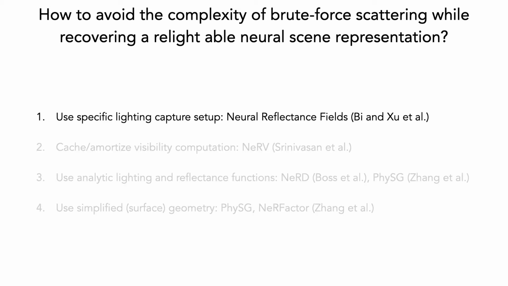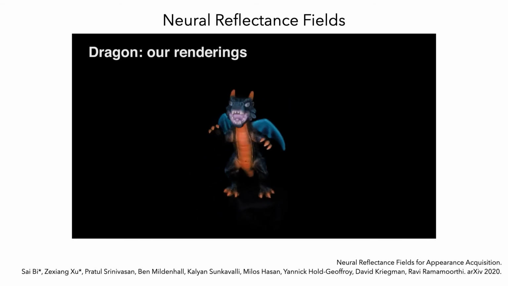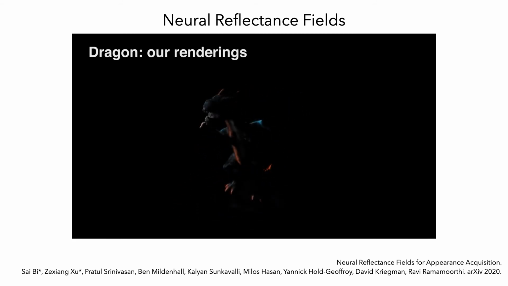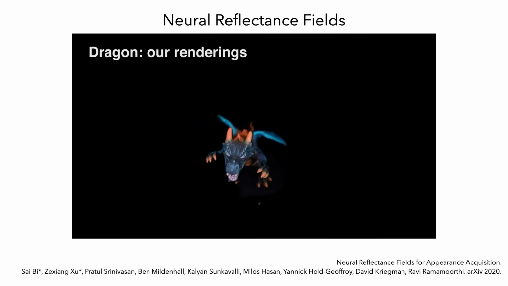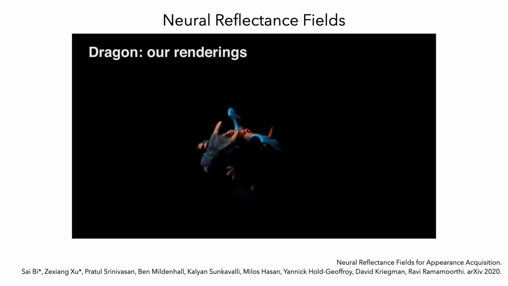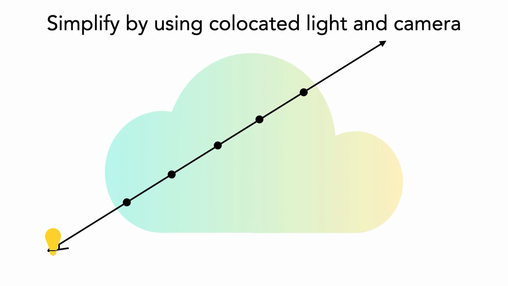Let's start with this first strategy of using a specific lighting setup during capture that simplifies the computation. So this paper, Neural Reflectance Fields, was actually the first work that proposed extending NeRF to enable relighting by using the MLP to predict parameters for a BRDF at any continuous point in space. Another one of the key insights in this paper is that since simulating relighting with arbitrary light environments can be very expensive during training, it can be much more efficient to use a capture setup with a co-located light and camera, which just means that there's a point light source located at the exact position of the camera.